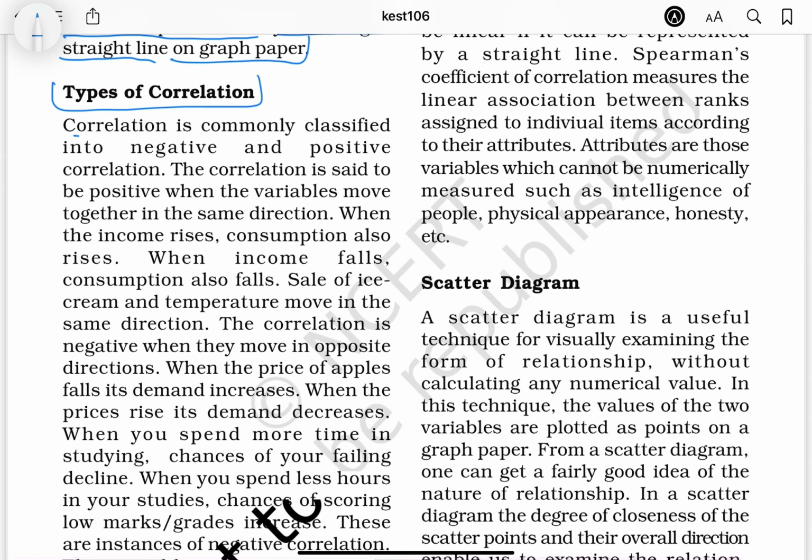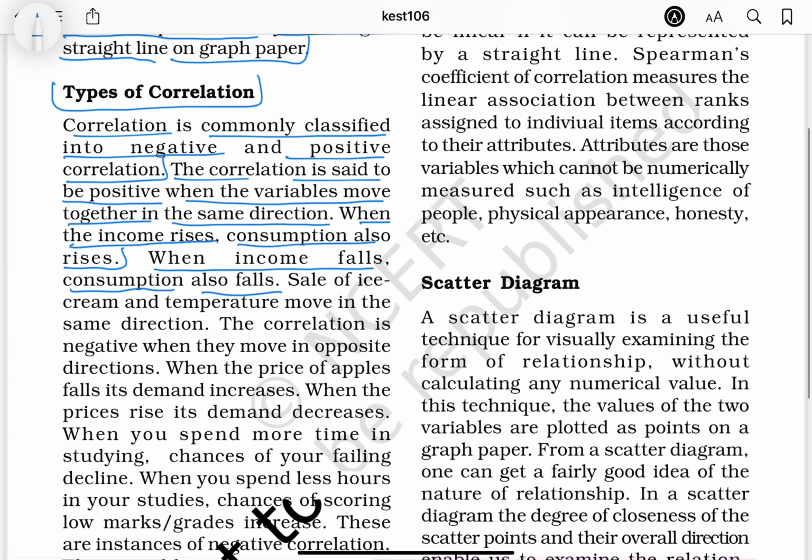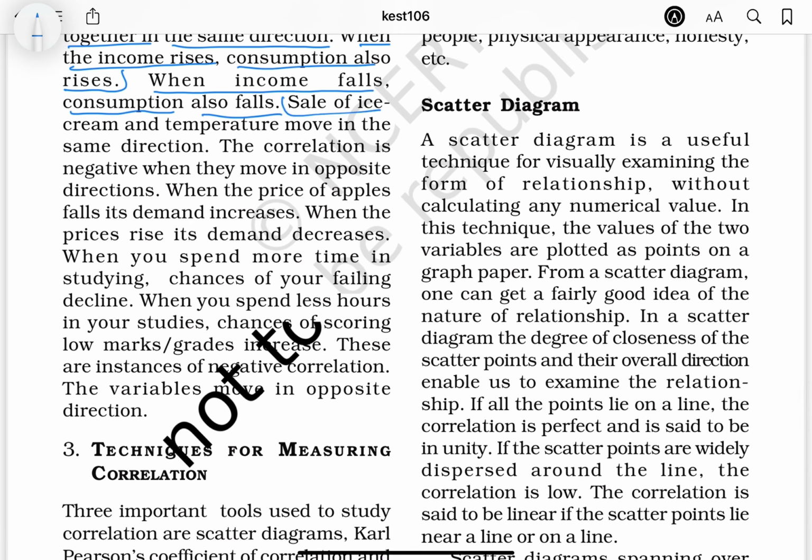Types of correlation. Correlation is commonly classified into negative and positive correlation. The correlation is said to be positive when the variables move together in the same direction. When the income rises, consumption also rises. When income falls, consumption also falls. Sale of ice cream and temperature move in the same direction.